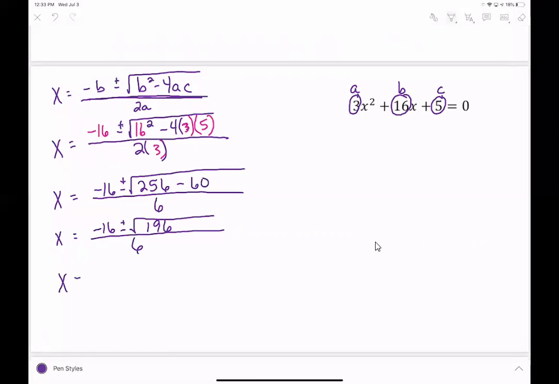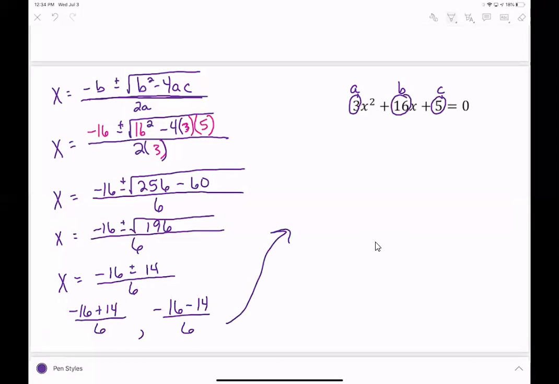And if you just plug in the square root of 196, you're going to see that it is actually a perfect square. So the square root of 196 is 14. And what we do at this point is we split up the numerator. So I'm going to have negative 16 plus 14 over 6, and then I'm going to have negative 16 minus 14 over 6.